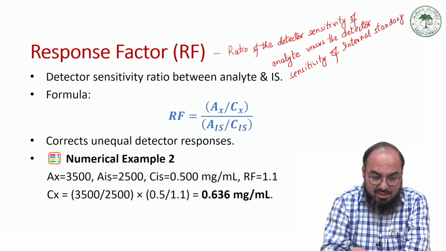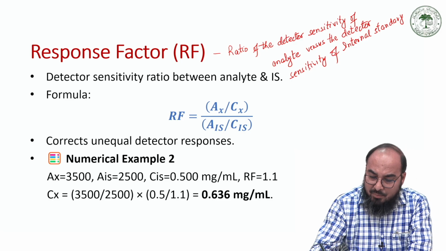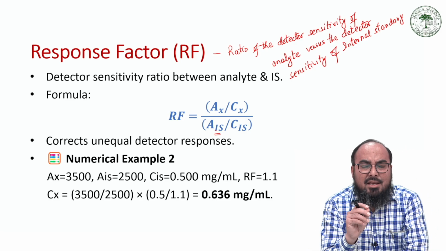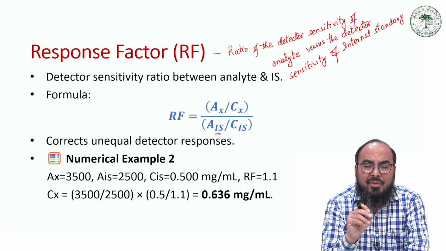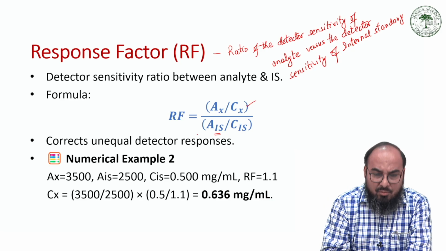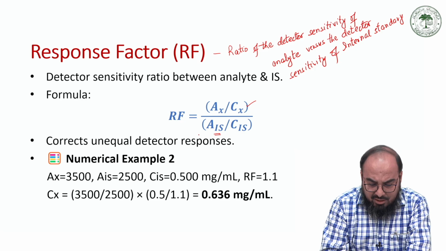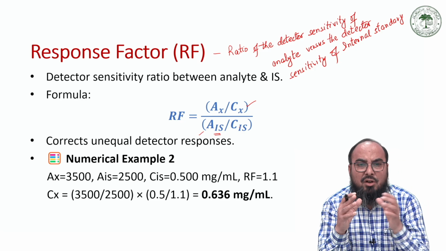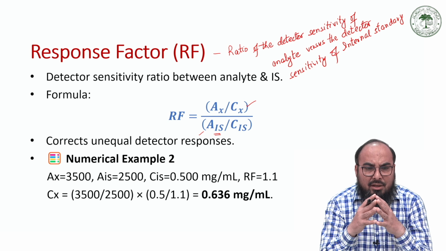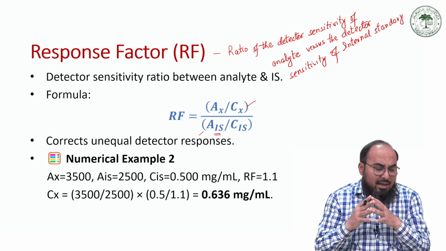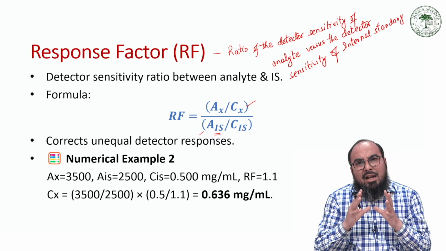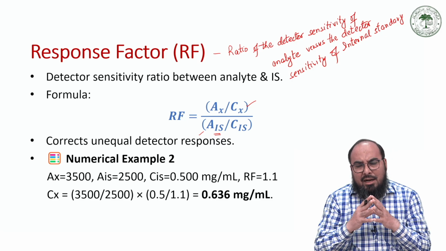Now this internal standard is represented by IS. This is for internal standard. This A is the area under the peak of the analyte upon the concentration of analyte. Similarly, area under the peak of internal standard upon the concentration of internal standard. This RF value actually is very important. A higher RF value means that your detector is more sensitive towards your analyte rather than the internal standard.